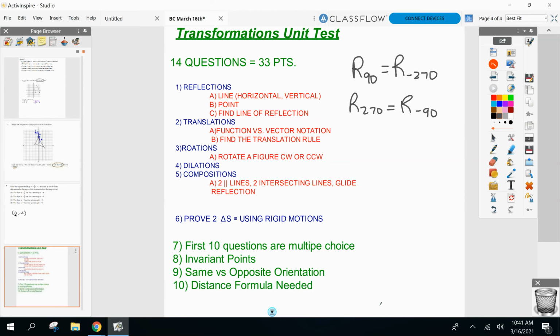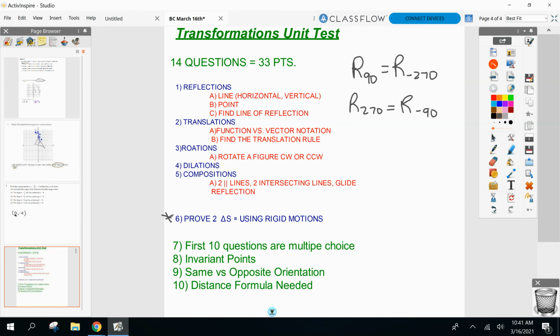The other 4 are going to be, here's 2 triangles. How do I map one on top of the other, and then why are they congruent? So reflections and translations are rigid motions which preserve distance and angle measure. Thus, therefore, the triangles are congruent. All right, we did a whole day on those, so that's one of the 4 that aren't multiple choice. What else do I have up here I want to talk about?